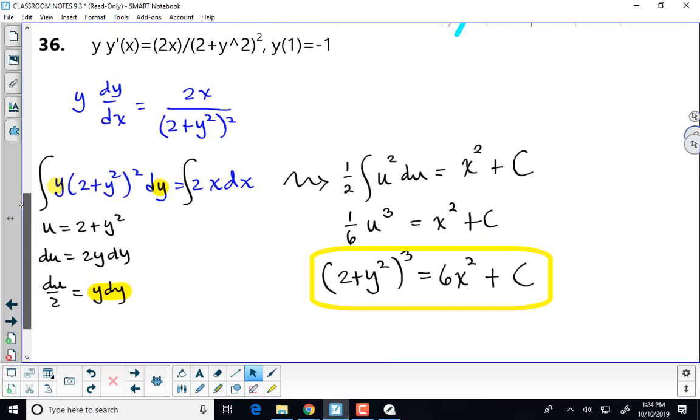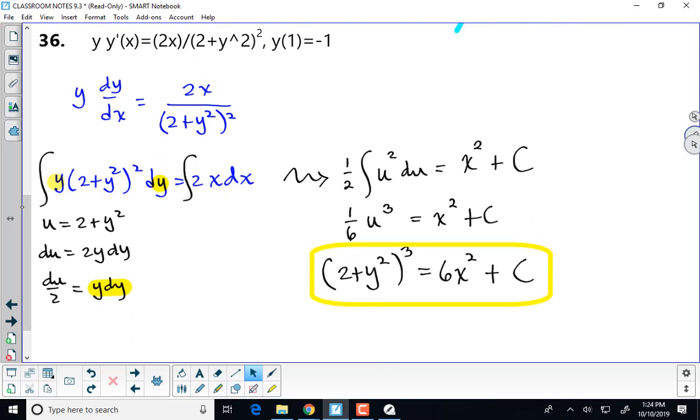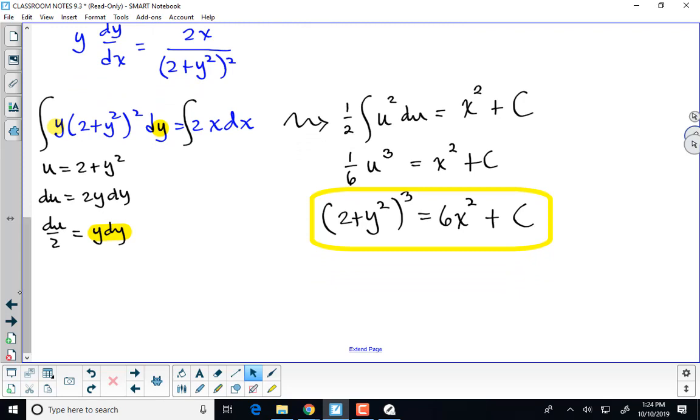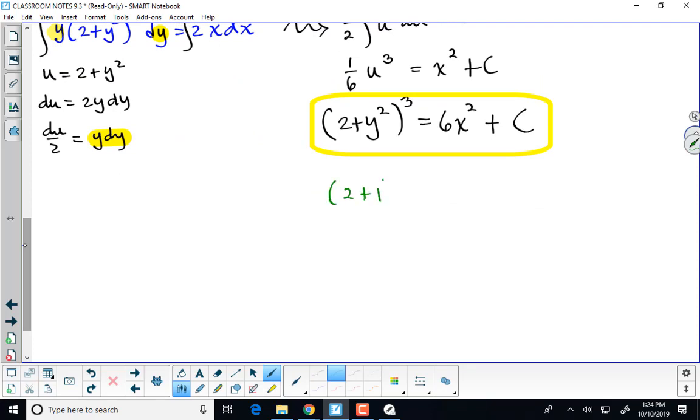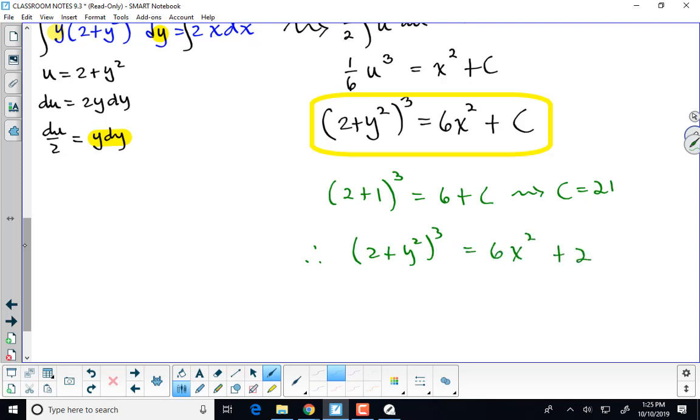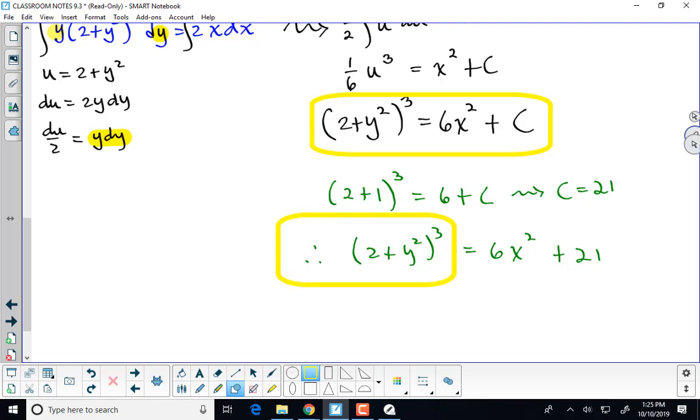We could do the same thing with the graph and figure out which one we want. We want the one that has that initial value. So y of 1 is negative 1. So we're going to get 2 plus 1 cubed equals 6 plus c. 3 cubed is 27, 27 minus 6 is 21, so c will be 21. And therefore, our particular solution shall be this. There's our particular solution. So that is the solution that satisfies the initial value.